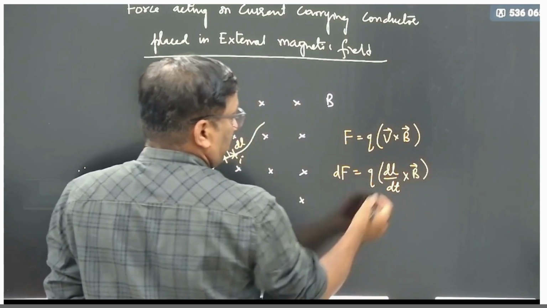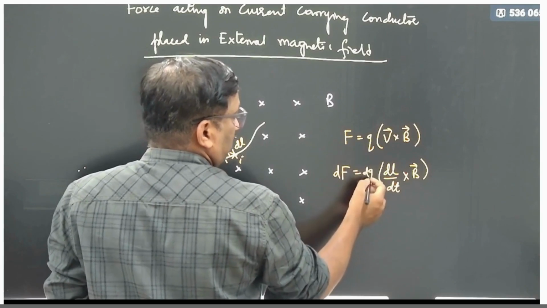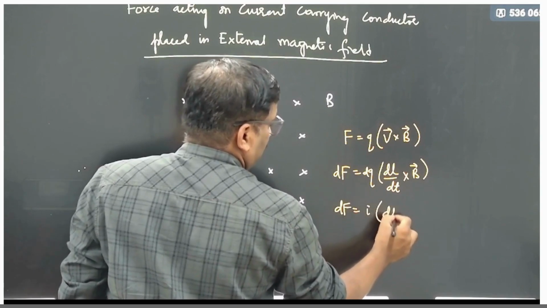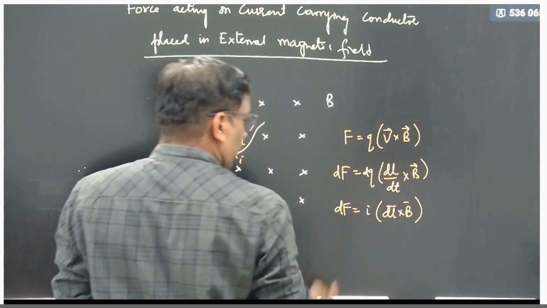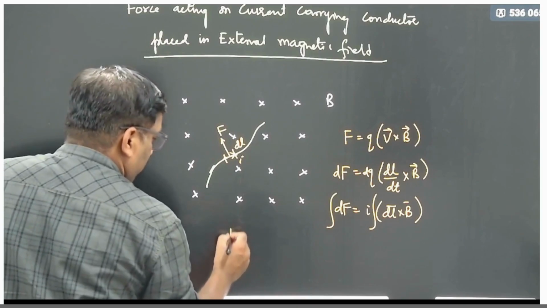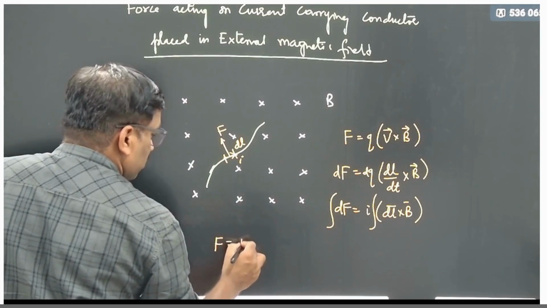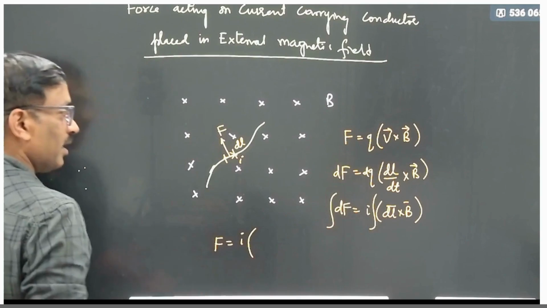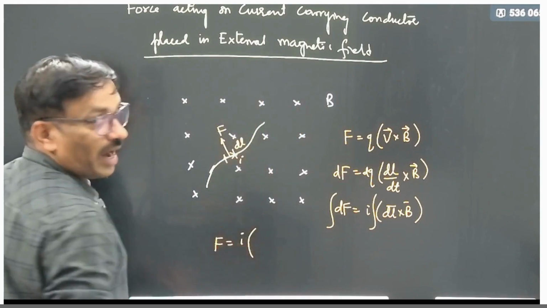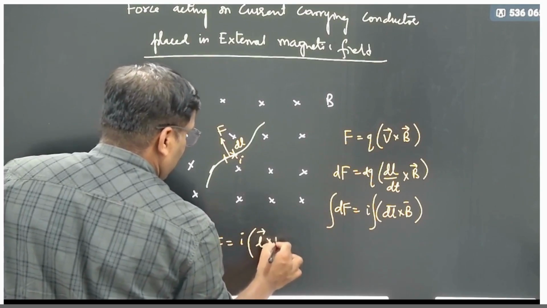So what I can write now is dl. Here I am taking a small amount of charge dq. So dq by dt is nothing but current, and dF equals current into dl cross B. If you integrate this, you will get one interesting formula. F equals current into integral dl. Integral dl means the total of the small elements, which we have to add vectorially. Therefore the length is L cross B.